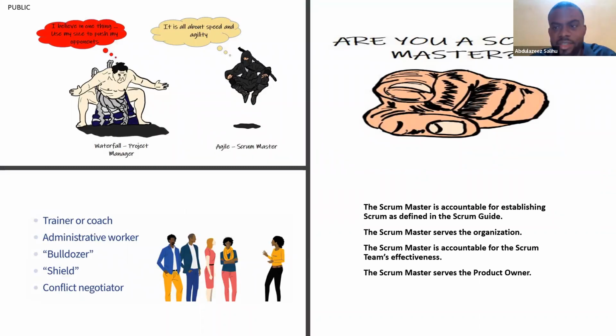So the next team member is a Scrum Master. You can see the image here. In the old waterfall, what do you have? You have a super project manager who uses power. "I can do it. I believe in one thing. Use my what?" That's what the person is saying. "I can use my size." People usually tell me that project managers are usually big in size, so that they can intimidate the officers. But that's not the Agile world.